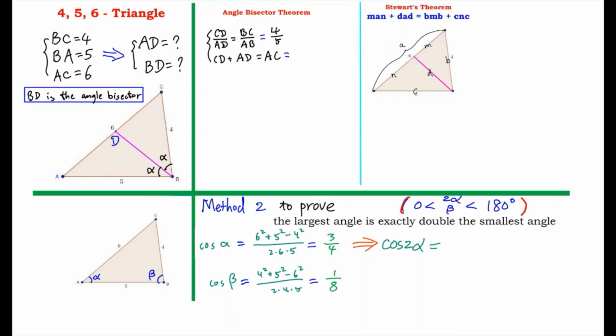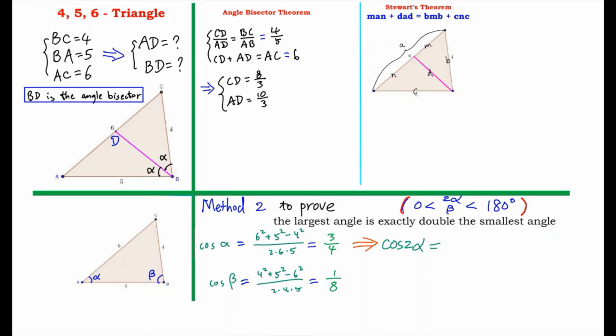We also know that CD plus AD is equal to AC because they're all on one line, which is AC. AC, we already know, is 6. As you can see, the only variables in these two equations are CD and AD, so we can find both of them. After solving, they are as follows: CD is equal to 8 divided by 3, and AD is 10 divided by 3. There we go.